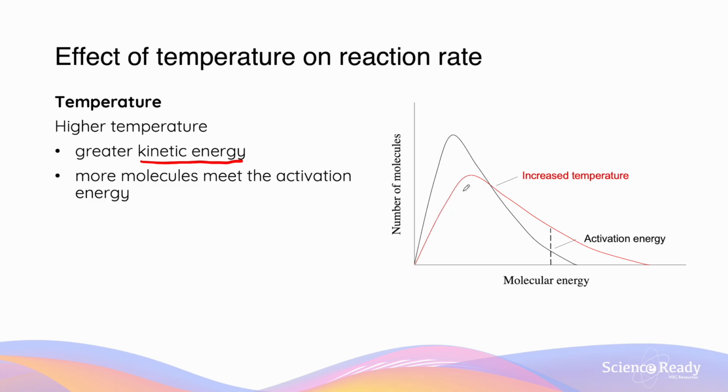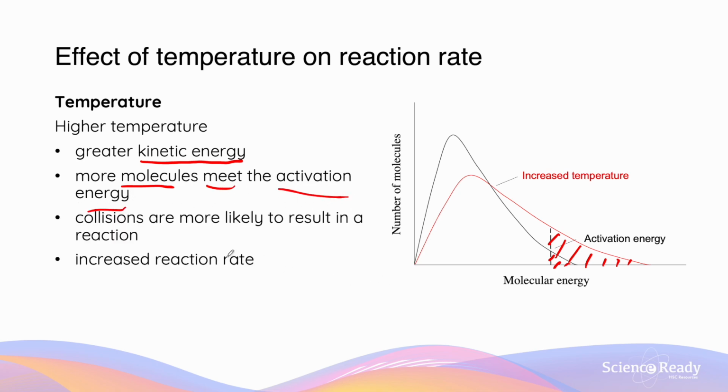Since there is an increase in the kinetic energy, we can see that there are more molecules now which overcome the activation energy. Originally, as shown by the black line, only this number of molecules were going to react. Now it has increased to this total amount of molecules which are reacting. Thus, increasing the kinetic energy means that they collide with more energy, and so more molecules are going to meet the activation energy. As a result, we have more collisions occurring, and thus we have an increased reaction rate.